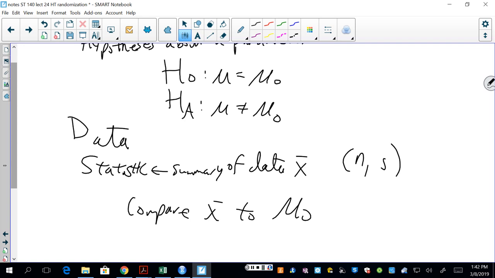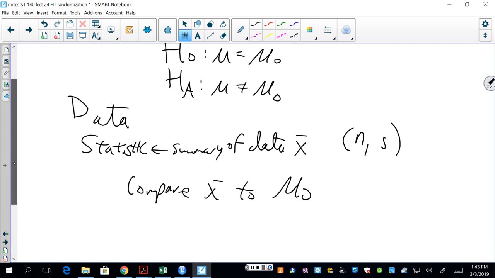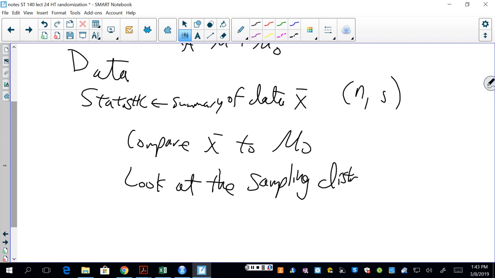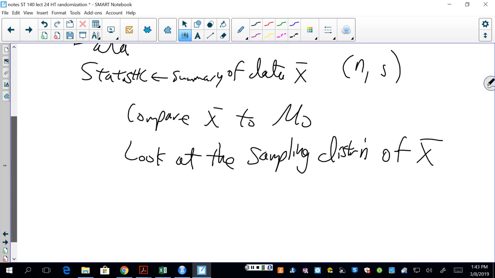But is it any more than chance? Has it really deviated, or have we just got a random sample where there's a little bit of difference, but nothing's really changed? And so what we're going to look at is the sampling distribution, the probability distribution of X bar under the assumption that the null hypothesis is true.